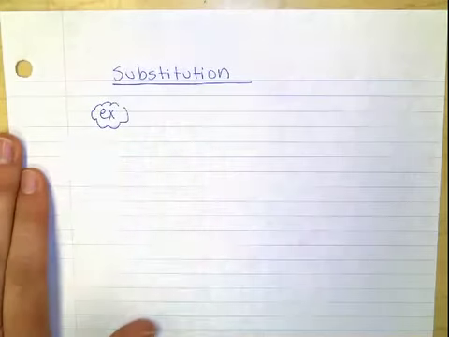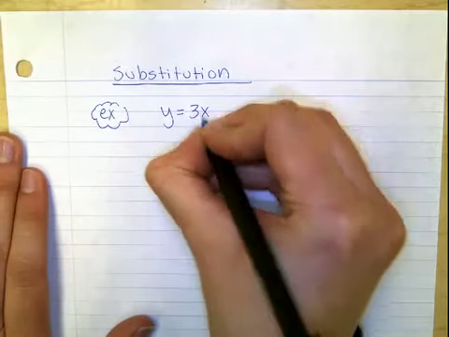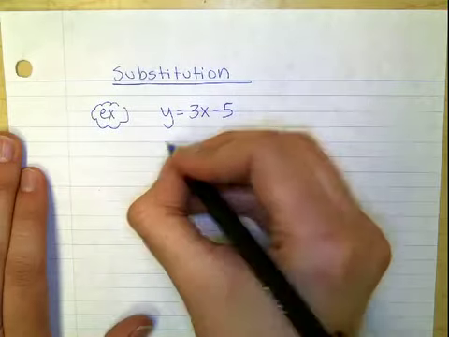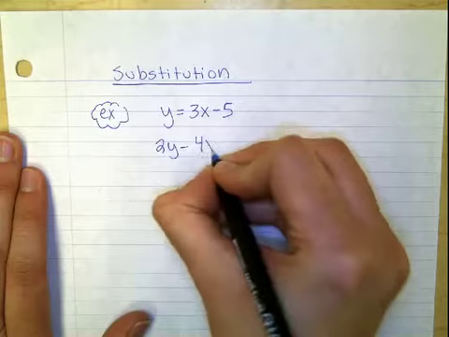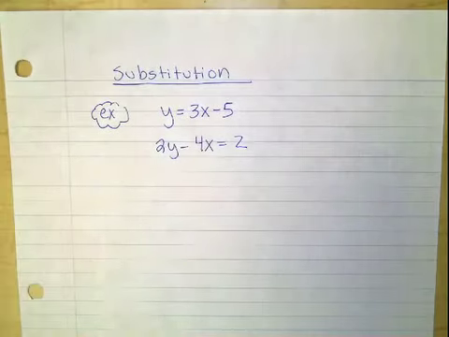And one of the lines, let's say, is y equals 3x minus 5. So this is some line on a graph. And then the other equation I'll give you is more like 2y minus 4x equals 2. If you look at these equations, they're definitely different.